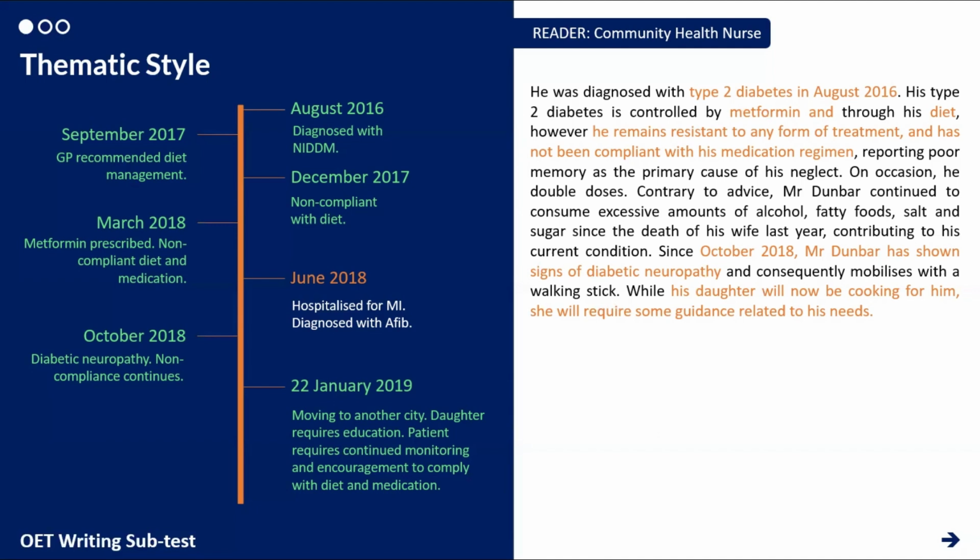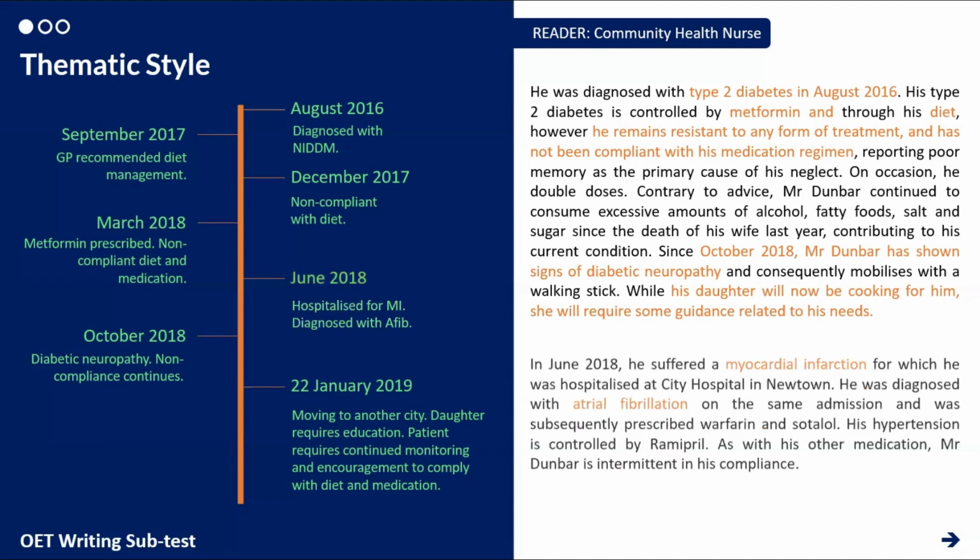And then the current and future situation: the patient will now be moving to another city to live with his daughter, and the daughter will now be required to be educated to understand her father's concerns and how she can help him. Okay, so all of this information about diabetes is in one paragraph.